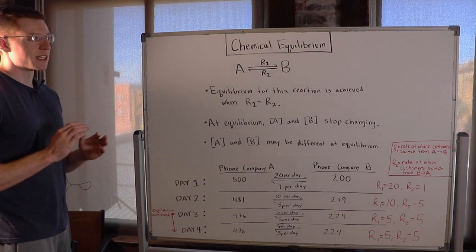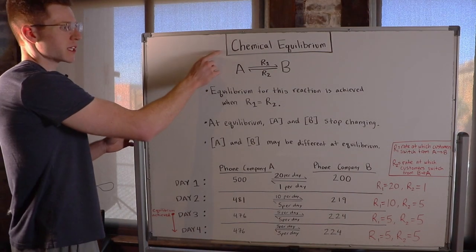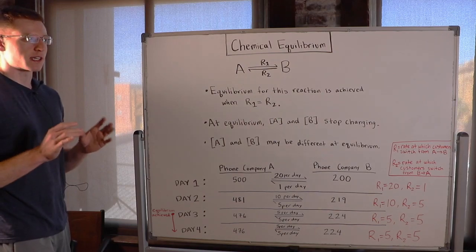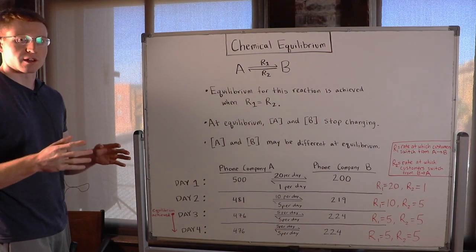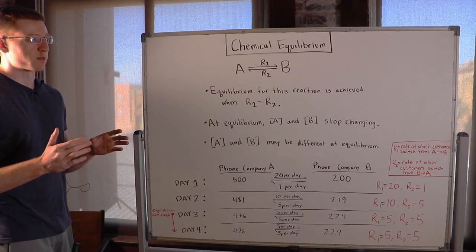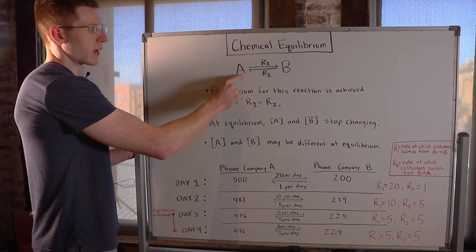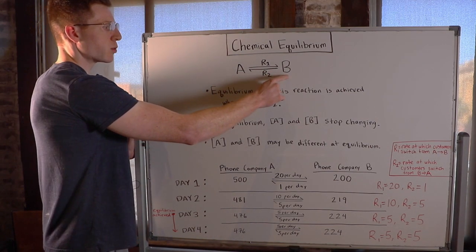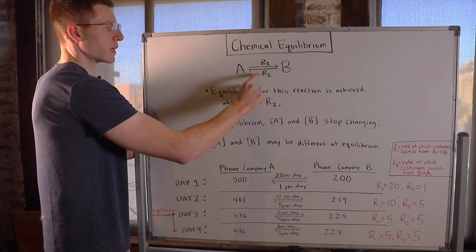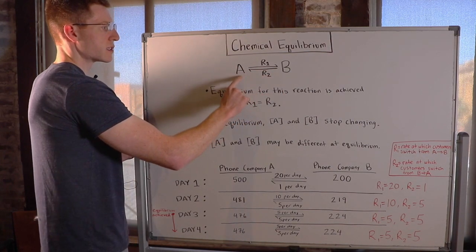In this video, I'd like to introduce the concept of chemical equilibrium. So this can be a tricky concept, but I think I've come up with an analogy here that'll make it understandable for everyone. So let's say we have a reaction here. A is in equilibrium with B. So some A is turning into B, and some B is turning into some A.